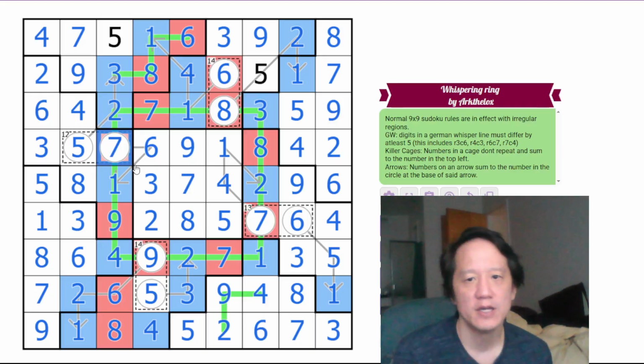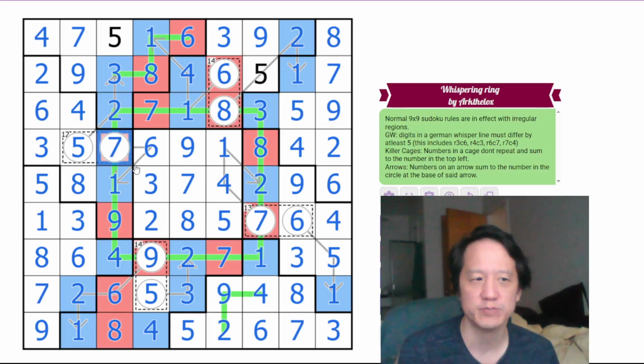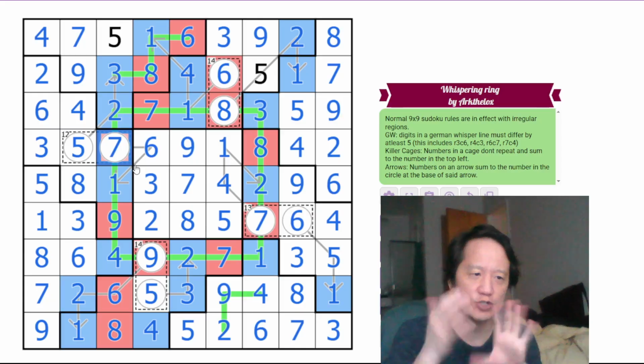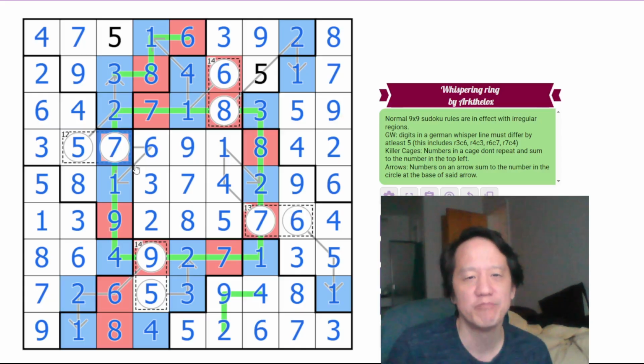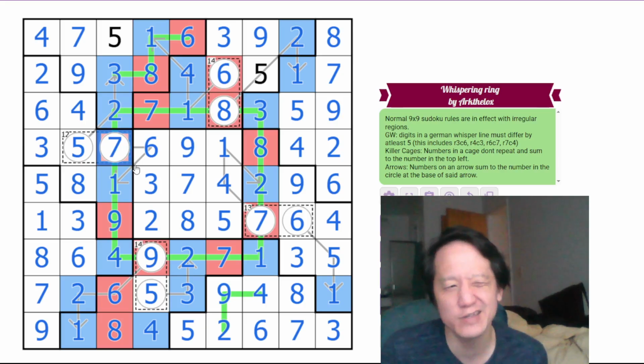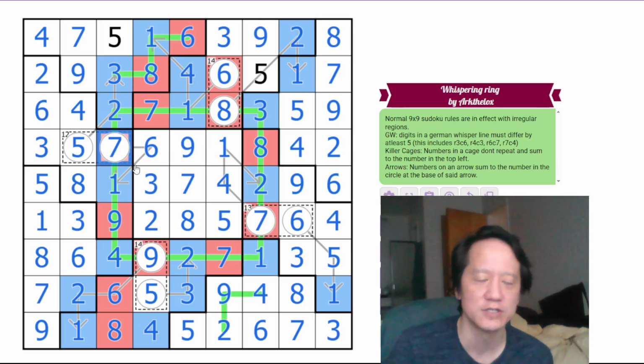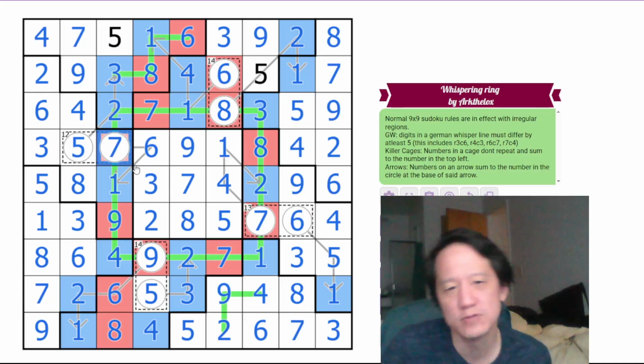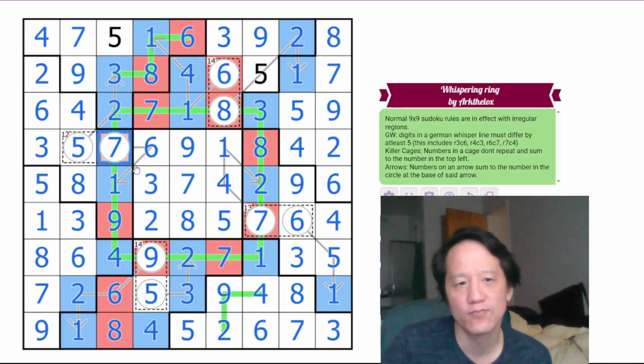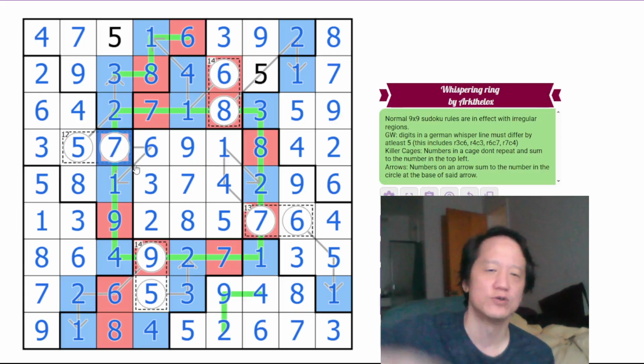Yeah. Irregular regions are interesting, actually. I like irregular region puzzles because the geometry does affect things. Not in this specific puzzle, really. This was mainly just a German Whisper and Arrow. Yeah. With the cages adding up totals, essentially.